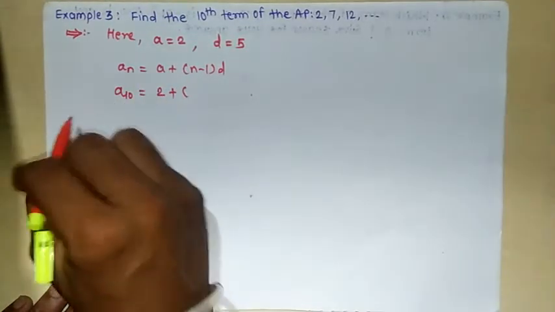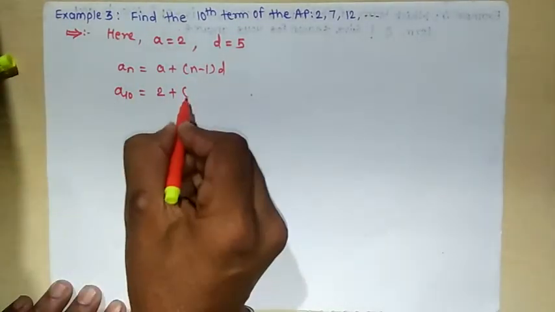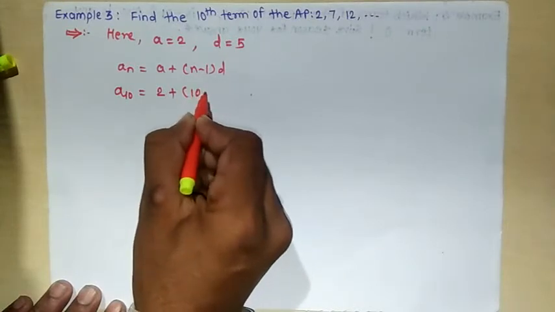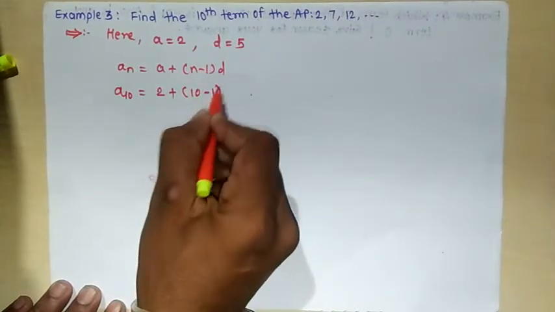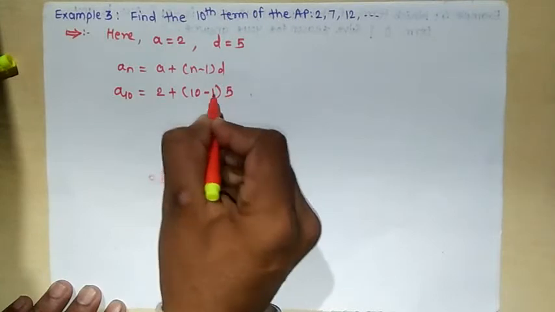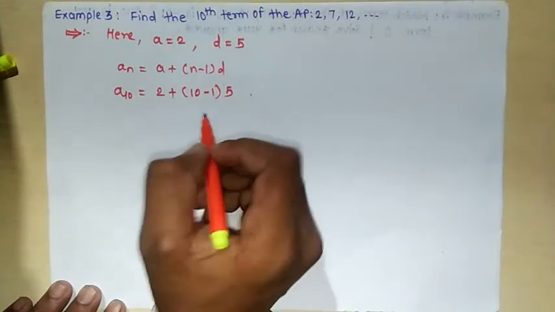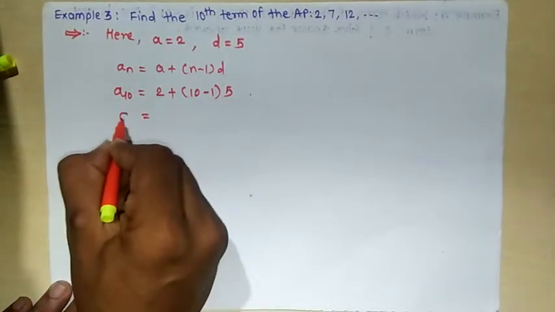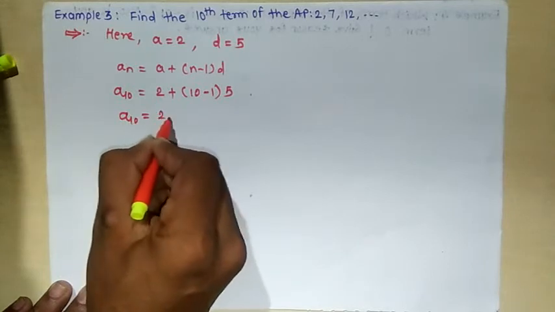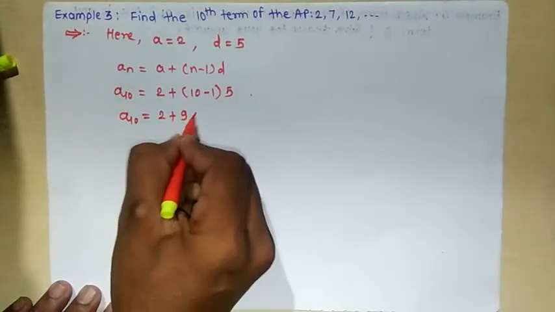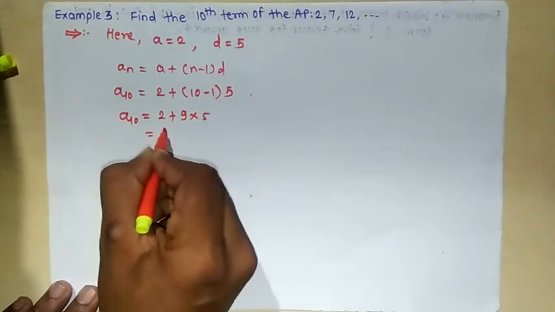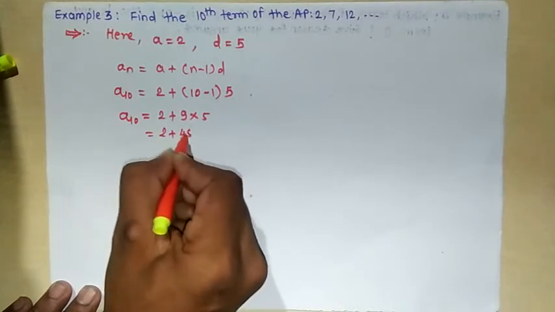A10 is equal to the first term A, which is 2, plus n minus 1, where n is 10 as we are finding the 10th term, into the common difference, which is 5. Therefore, A10 is equal to 2 plus 10 minus 1, which is 9, into 5, which is 2 plus 45.